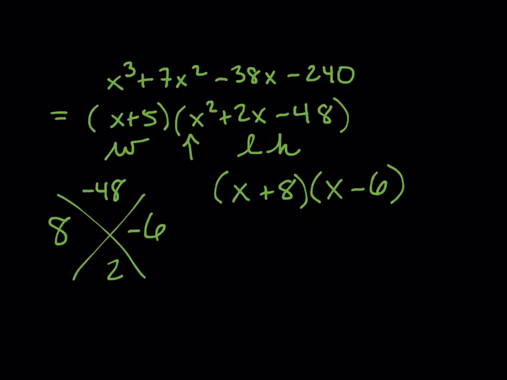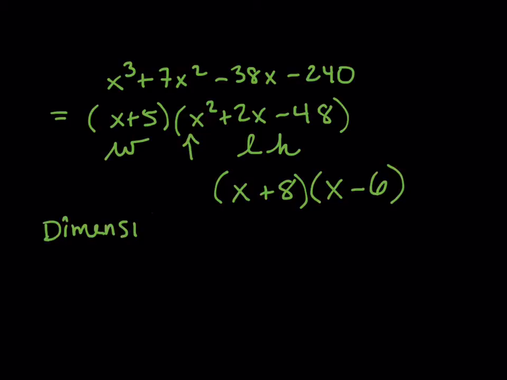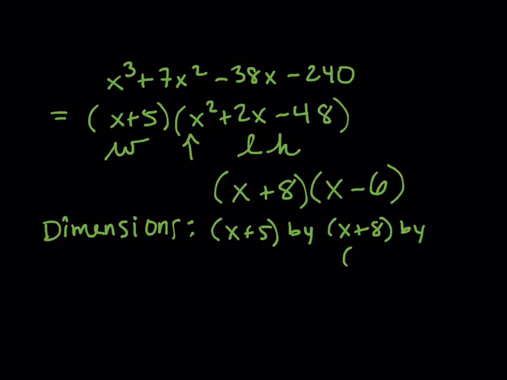Okay, so the dimensions of the box, to finally answer their question. Remember, we usually give dimensions as something by something by something, like a box that's 2 by 3 by 8. So here we could say x plus 5 by x plus 8 by x minus 6.